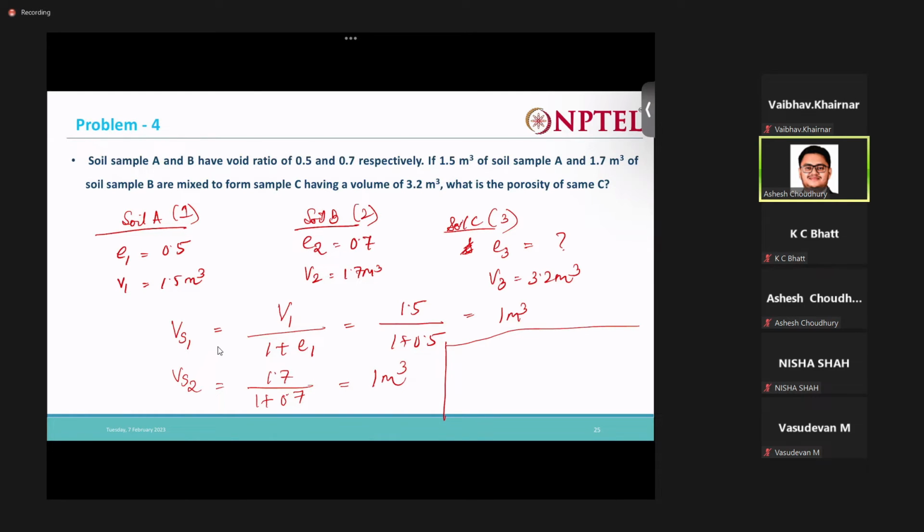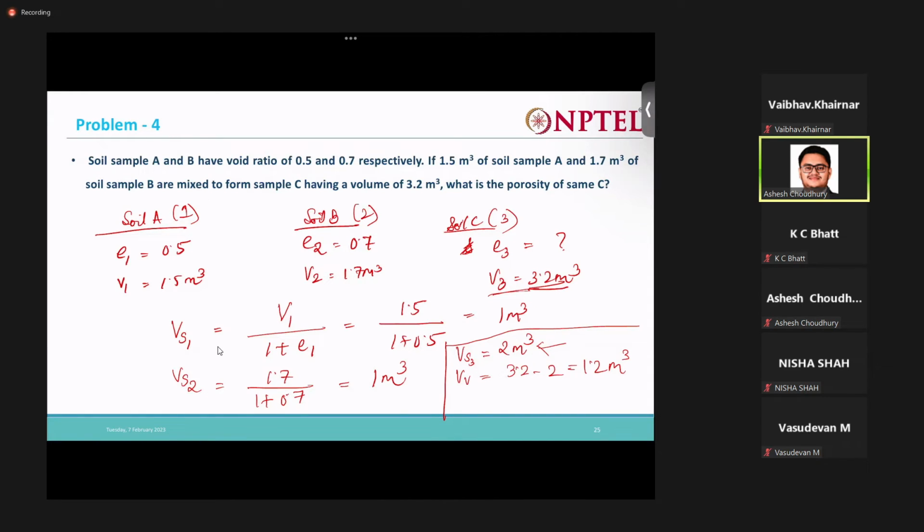What is the total volume of solids in sample C now? Our Vs3 is nothing but Vs1 plus Vs2, that is 2 meter cube, correct? The soil solids are always going to remain the same. So we are taking soil sample A and sample B and mixing them. The volume of soil solids in sample C will be 1 plus 1, 2 meter cube. Now we know that the total volume of soil C is 3.2. Out of this 3.2, the soil solids occupy 2 meter cube. So the volume of voids is 3.2 minus 2, equal to 1.2 meter cube.